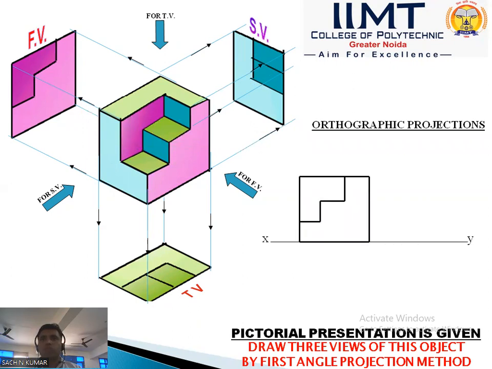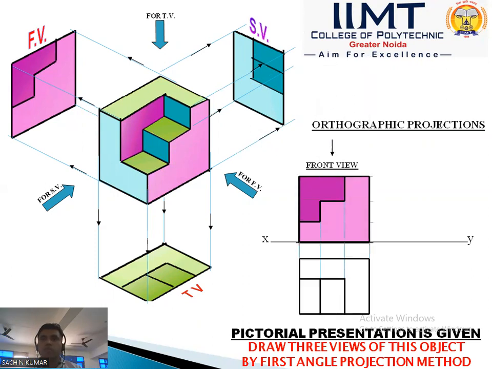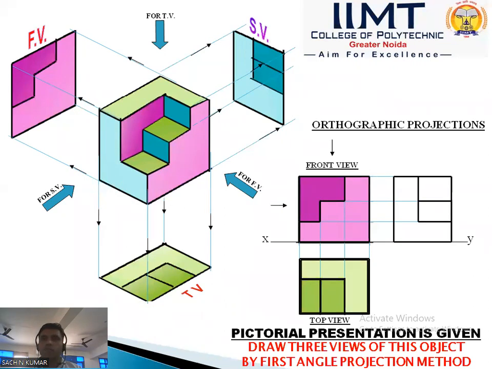In the case of orthographic projection, in first angle projection the front view goes above the XY line. We discussed this in the previous slide, and the top view always goes below the XY line. The side view is always above the XY line and on the right hand side of the front view.